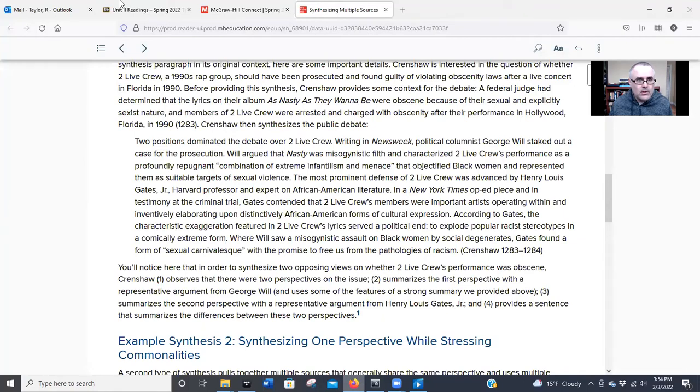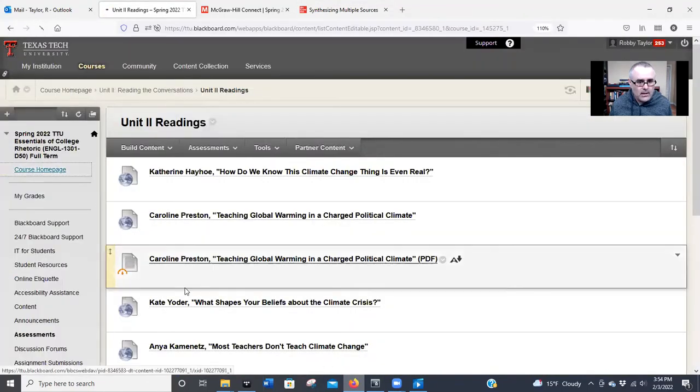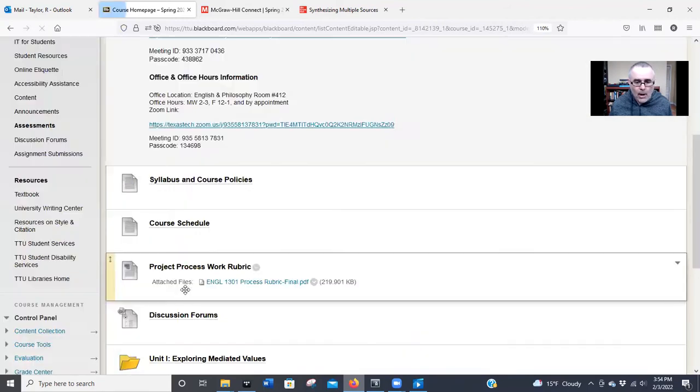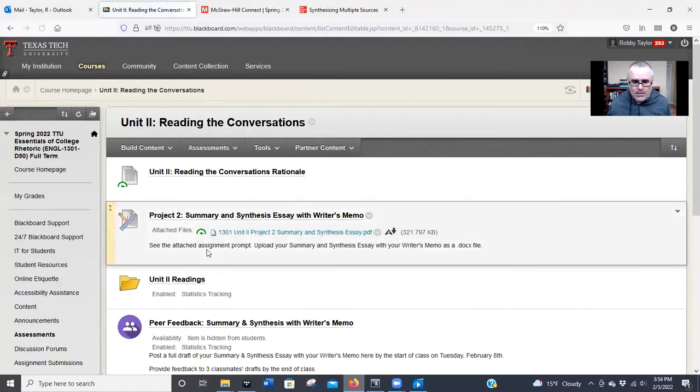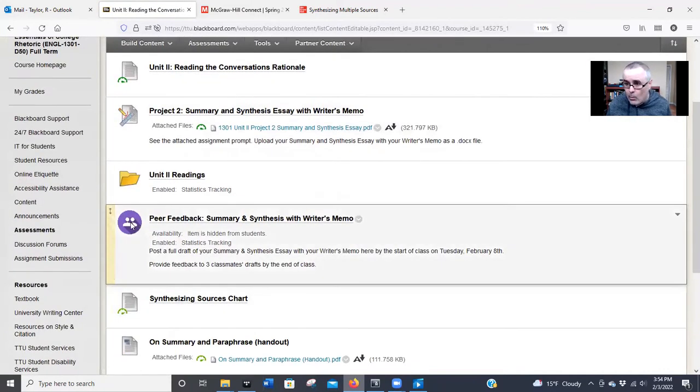And we are going to talk specifically about what's going to be due on Tuesday. And so obviously the first draft is going to be due. You're going to be submitting it here where there's the purple icon.